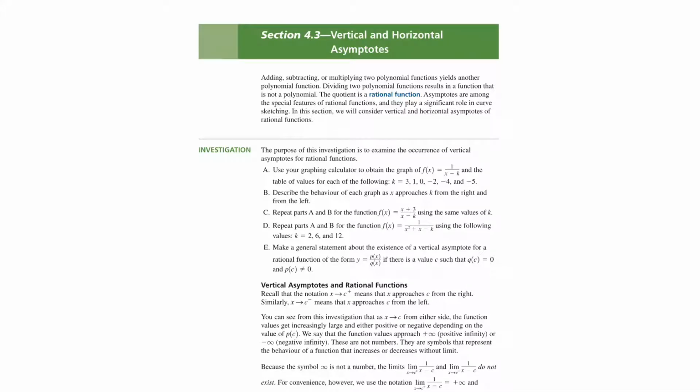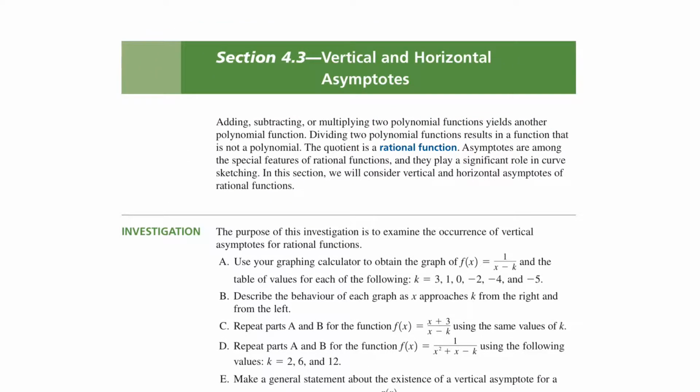MCV4U1 Chapter 4 Curve Sketching, Session 7. In this session, we work on Section 4.3 from the textbook, Vertical and Horizontal Asymptotes of a Function.